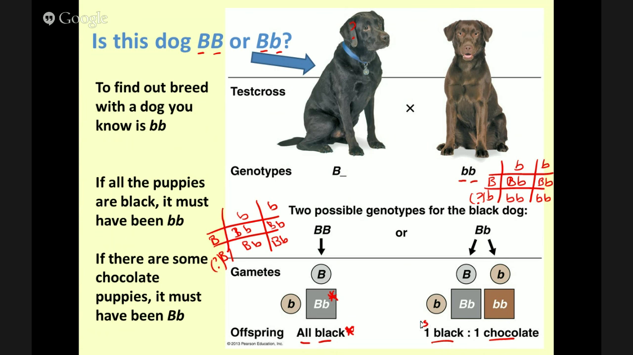So you have a 50% chance of it being a black puppy and a 50% chance of it being a chocolate puppy, right? So if you get chocolate puppies, you know that this dog must have been big B, little b. So you can see that by breeding your unknown dog with a dog that you know the genotype of, you were able, by looking at the offspring, to work out what the genotype of that dog would be. So that's called a monohybrid test cross.